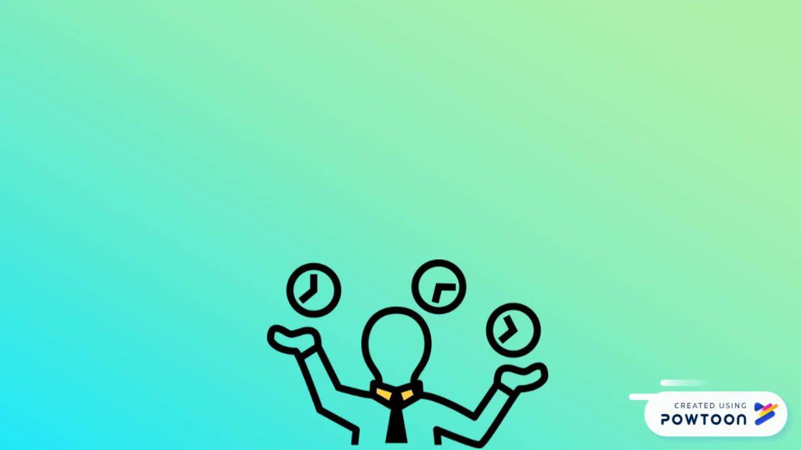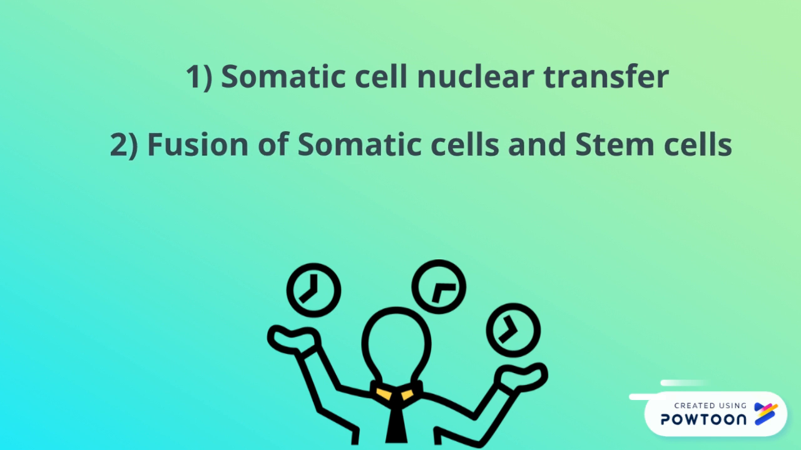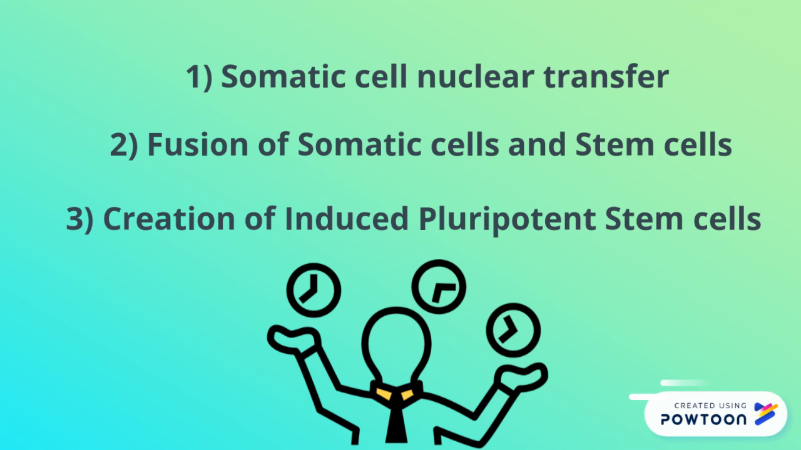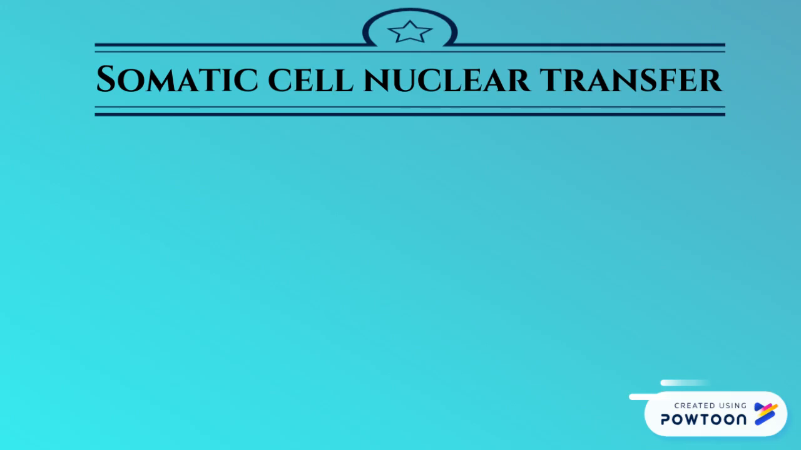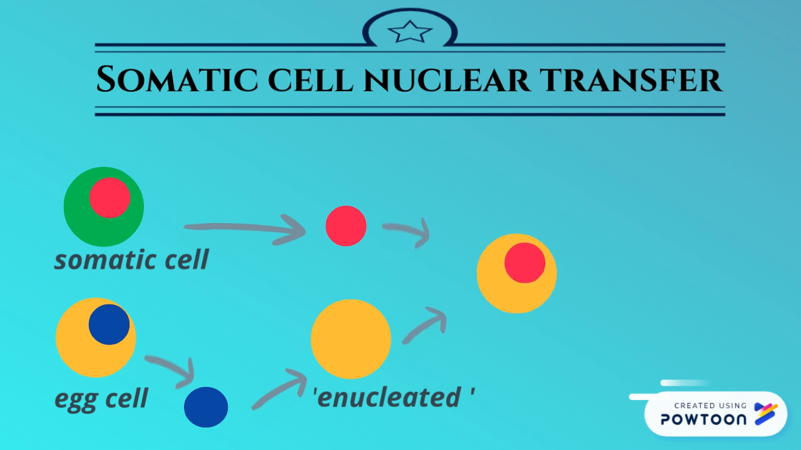First, we have the somatic cell nuclear transfer. Second is the fusion of somatic cells and stem cells. And the third is the creation of induced pluripotent stem cells. Somatic cell nuclear transfer involves a somatic cell and an egg cell. First, the nucleus from the egg cell is removed, becoming enucleated, and the somatic cell nucleus is transplanted into this enucleated cell to form an embryo, from which embryonic stem cells are isolated.